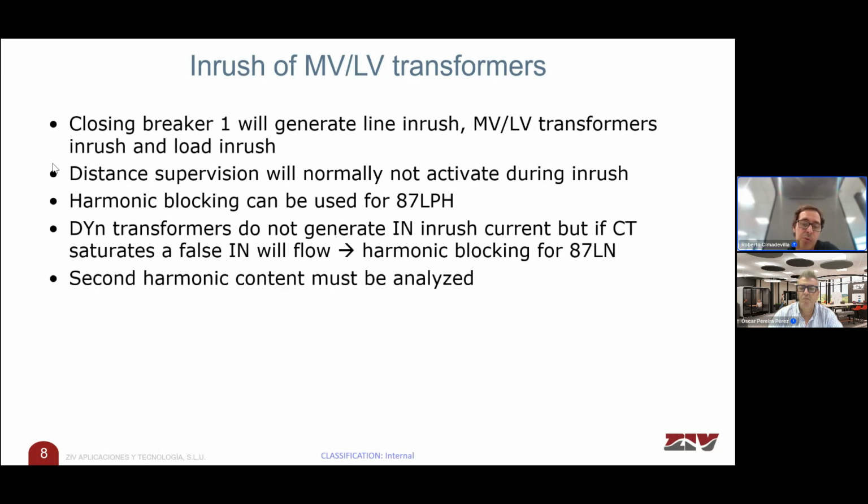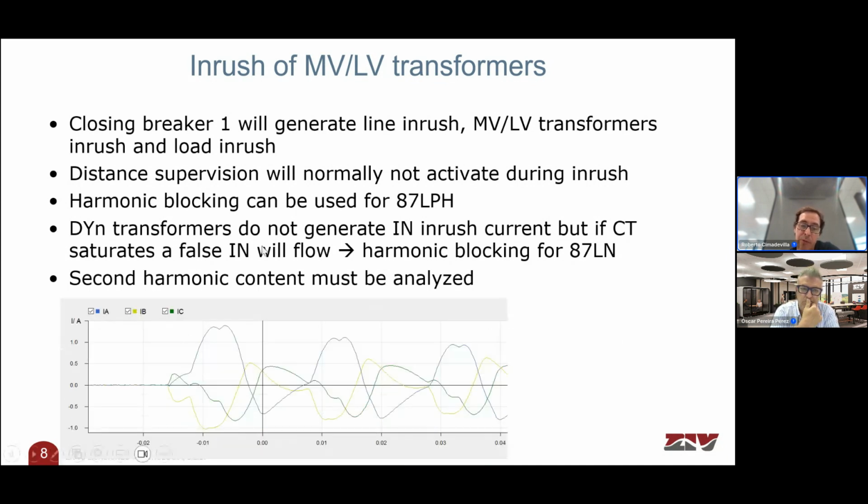It is important to analyze the second harmonic content because this is not a typical inrush current, but a load current is added. So this decreases the second harmonic content. So this is the waveform that we normally get. And we can see this is not the typical waveform of an inrush condition, but we will check later in the simulations that the harmonic content is above the typical threshold of 20%.